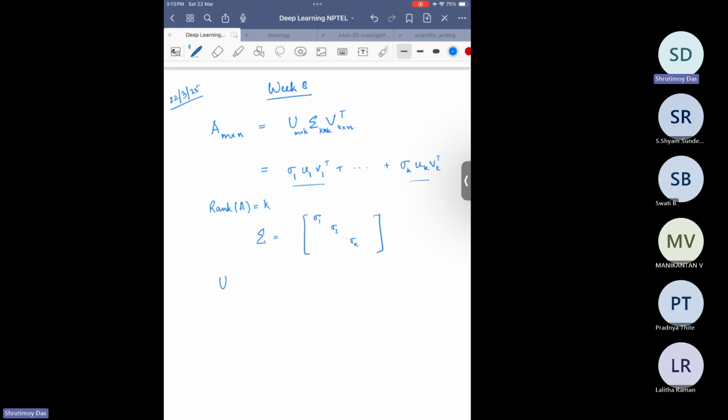So U is my m by k matrix. This k depends on the rank of A, and I select it. But then if I'm selecting, say, rank one, rank two.